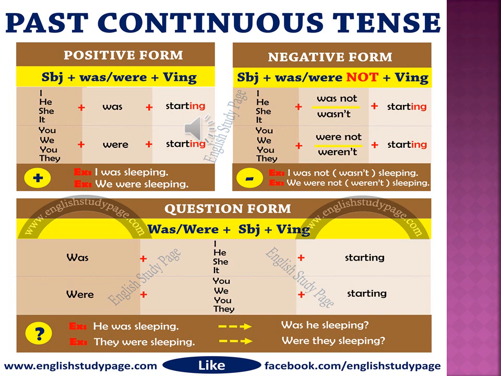In case of interrogative sentences, the helping verbs will be used in the beginning, like was, were plus subject plus first form of the verb plus ing plus object. In case of interrogative negative sentences, helping verbs in the beginning, that is was, were plus subject plus not plus first form of the verb plus ing plus object. The examples of all these types of sentences are given in this slide, so kindly go through the examples very carefully.